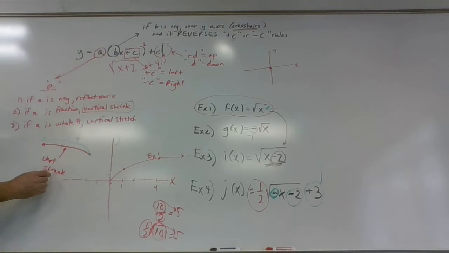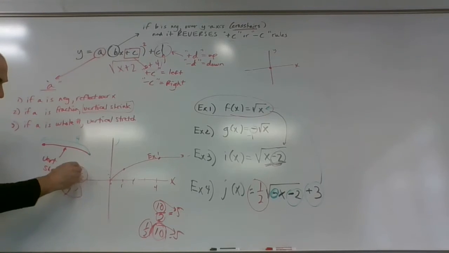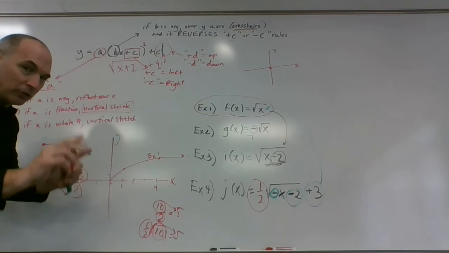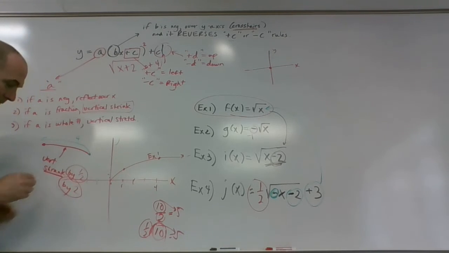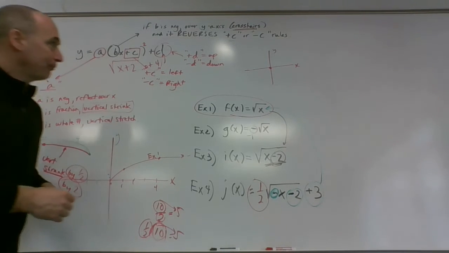So somebody might say vertical shrink by 1/2, but another student might say by 2. I accept both of these because this student's thinking division, this student's thinking multiplication. Both of them are fine. So when you get into the world of shrink, you can use either option and just be aware of that.